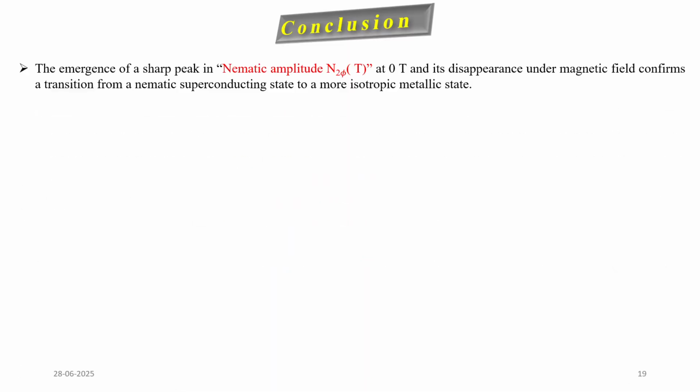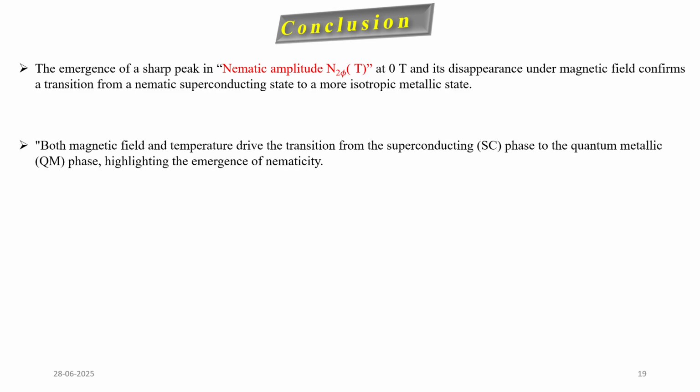Again, the conclusion is that the nematic parameter has a sharp peak at zero magnetic field and disappears under magnetic field, confirming a transition from a nematic superconducting state to a more isotropic metallic state. In the metallic state the nematicity is almost constant, but in the superconducting regions there are very sharp transitions. Both magnetic field and temperature drive the transition from the superconducting phase to the quantum metallic state, highlighting the emergence of the nematicity. And you have clearly seen that in the metallic state there is not much effect of nematicity.